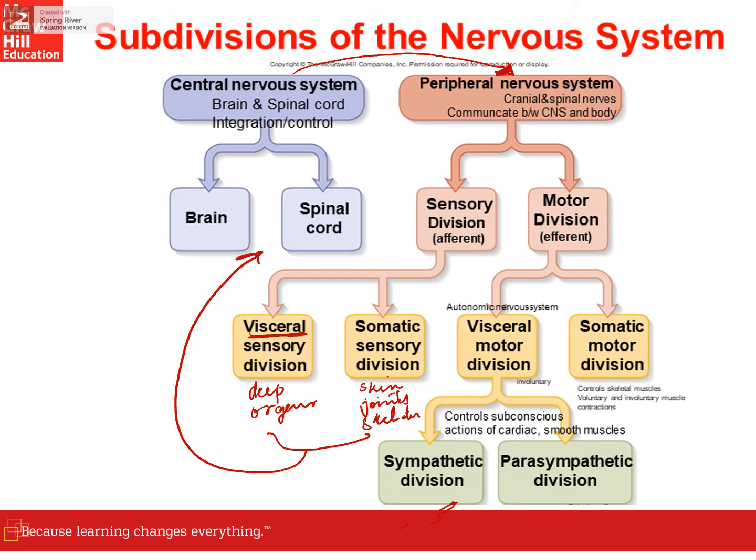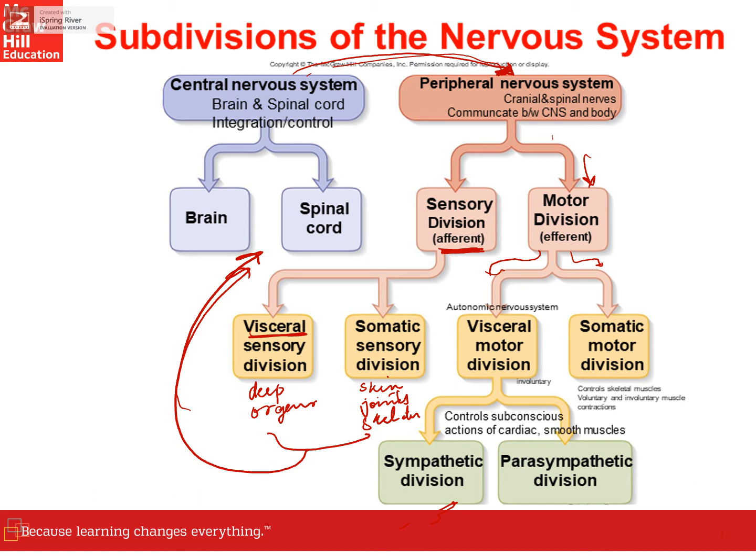So the afferent division always carries information to the central nervous system, and the motor division always carries the command from the central nervous system to other parts of the body. So this is the way in, and this is the way out of the central nervous system.